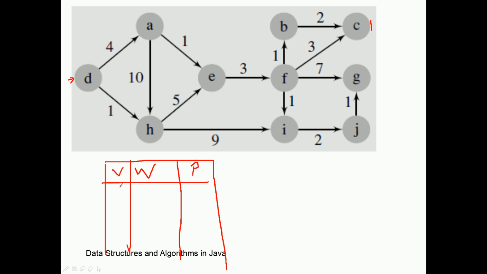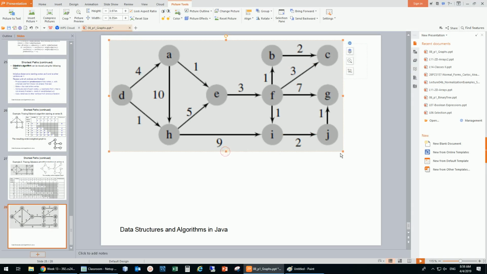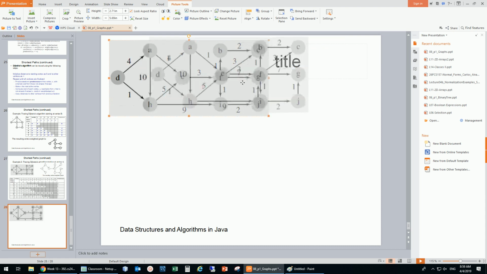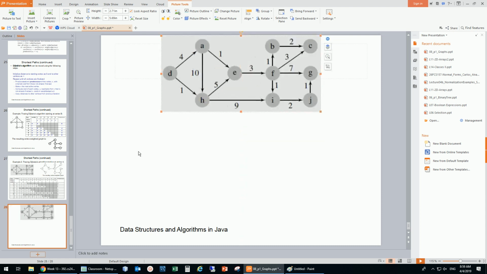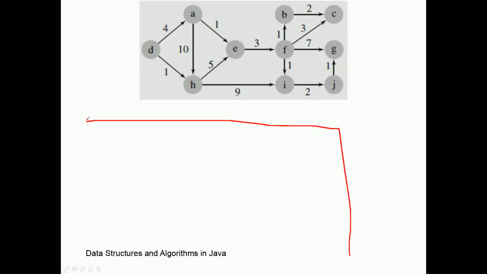So we have A, B, C, D, E, F, G, H, I, and J. Let's do it professionally by resizing this a bit, making it smaller, so we can have some more space. All right, now probably we have enough space so we can play around.